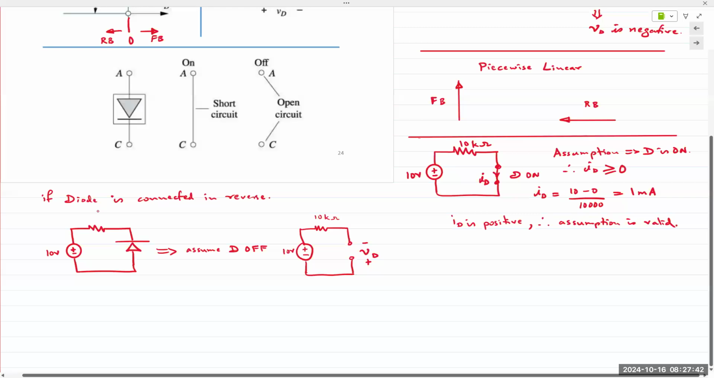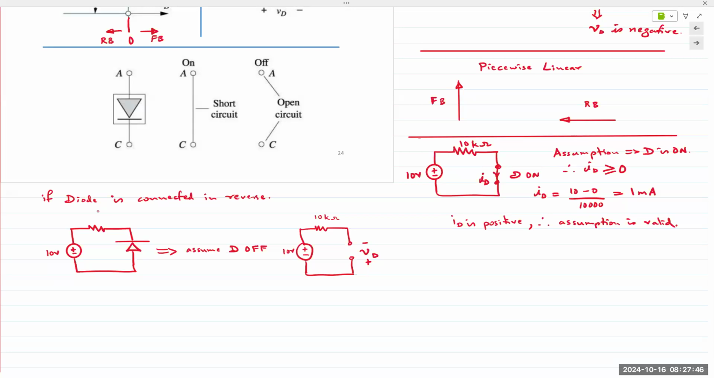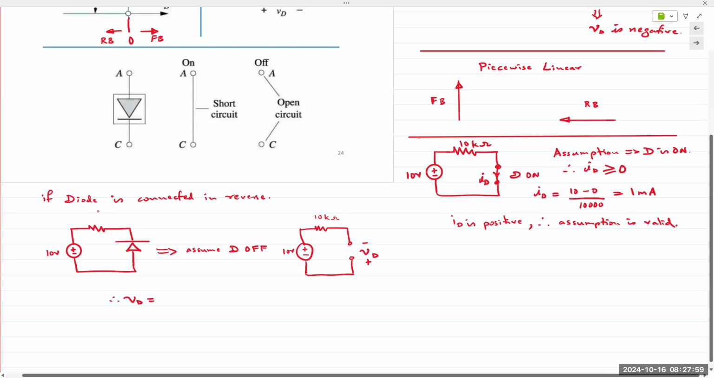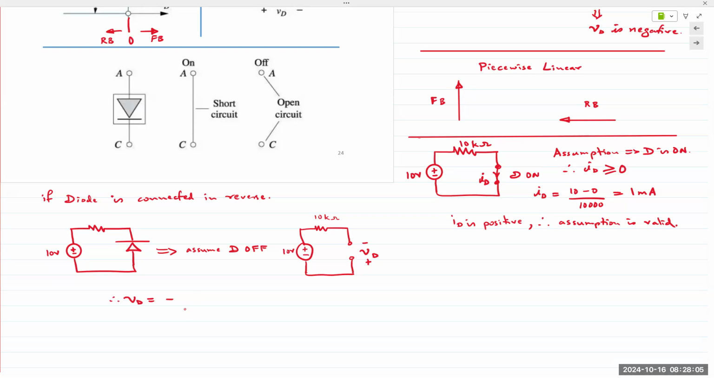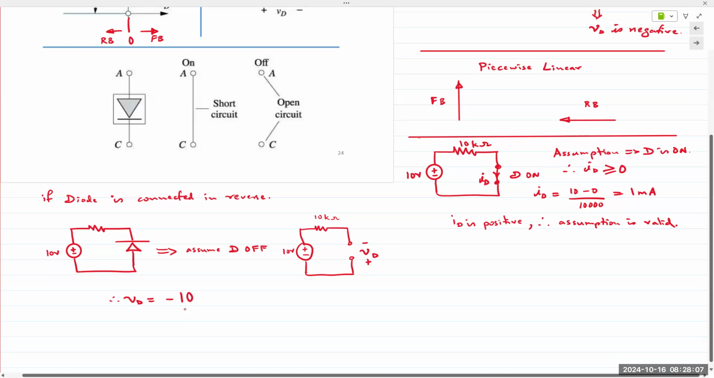Open circuit, no current flowing through, so I is equal to 0. So that's one point that is valid. ID must be equal to 0, so it is 0. And then, of course, one single source, apply KVL, we do obtain VD is equal to minus 10 volts. Minus 10 volts. Thus, our assumption is verified and is valid.